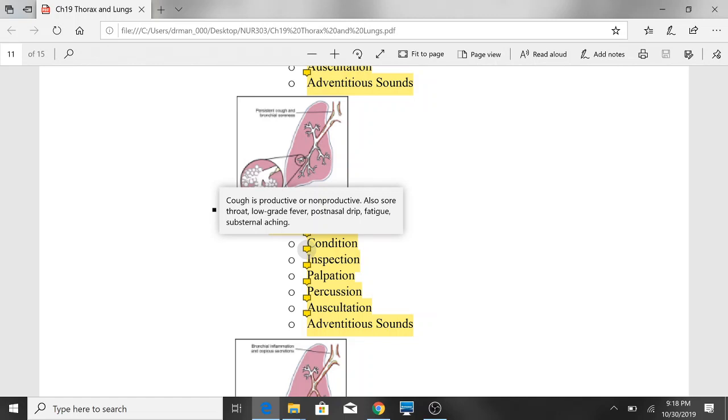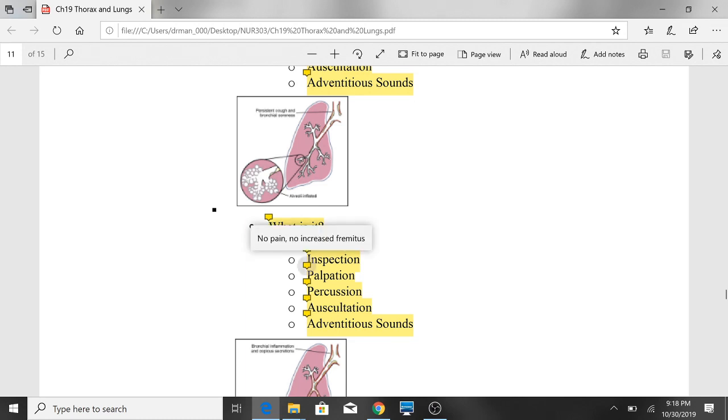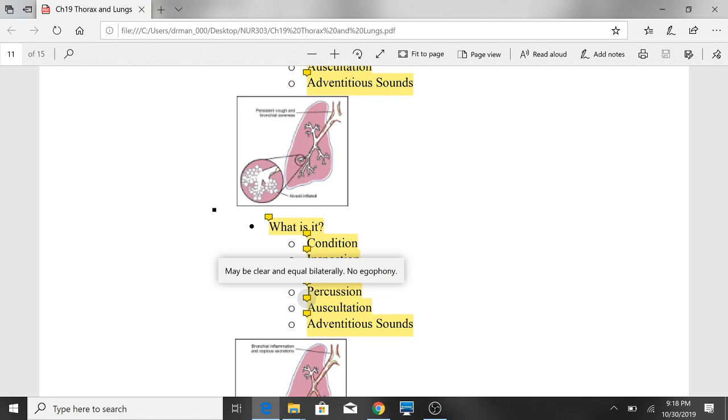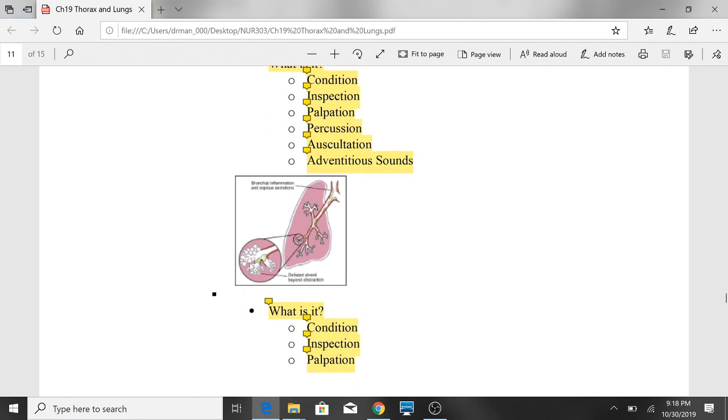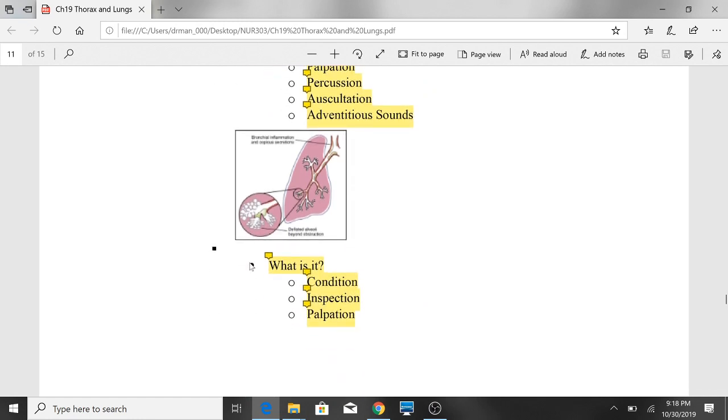What about if you palpated someone with acute bronchitis? What do you expect? Well, there would be no pain and no increased fremitus. What about if you percussed them? Prominent sound would be resonance. And what if you auscultated them? Maybe clear and equal bilaterally, no egophony. And any adventitious sounds? Nope. Cool.